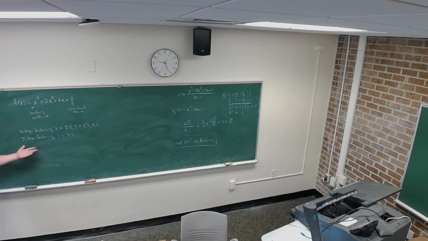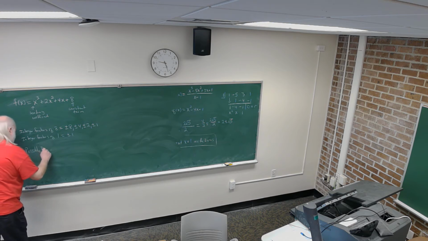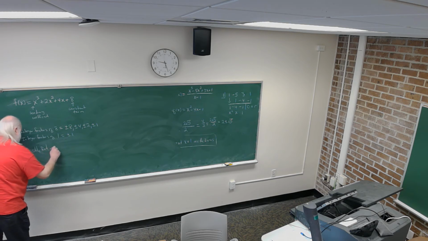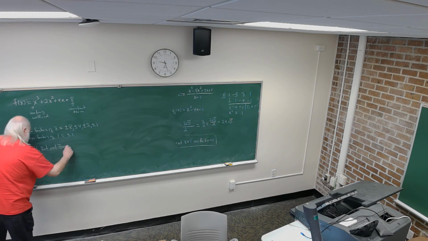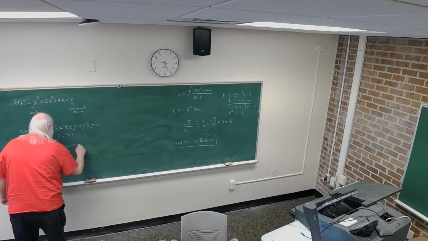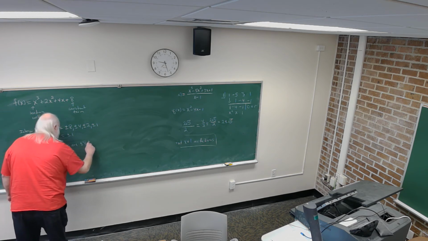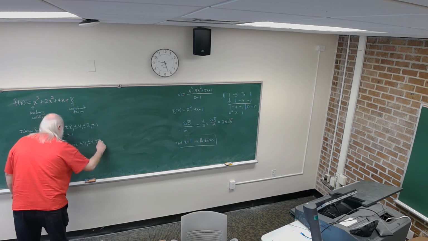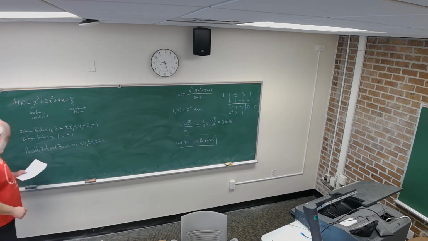So our possible rational zeros list is just going to be the integer factors of 8, because when we divide the integer factors of 8 by plus and minus 1, we just get the same set of numbers. Okay. So the possible rational zeros are plus and minus 8, plus and minus 4, plus and minus 2, and plus and minus 1.